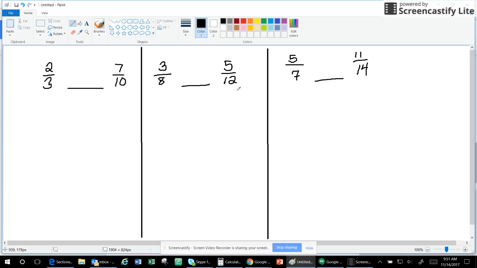Okay, so what we're going to do today is a lot like we did with the decimals. We want to be able to compare fractions together now. But we're going to run into an issue, and that is how do we do that when we're looking at, for example, here I have 2 over 3, and then I have 7 over 10.